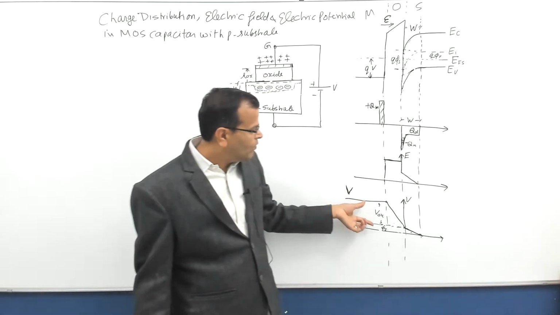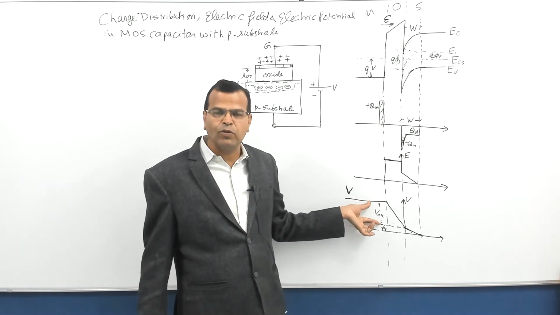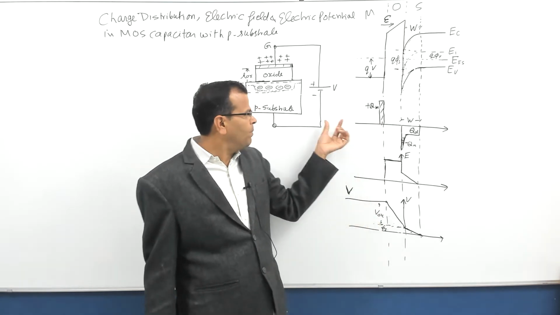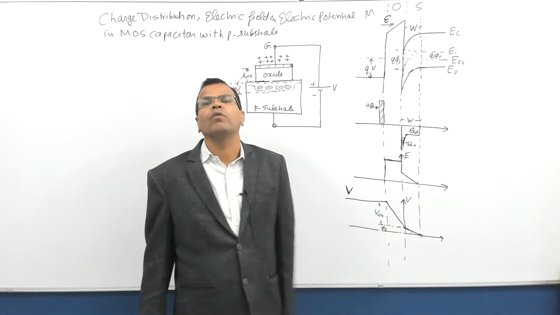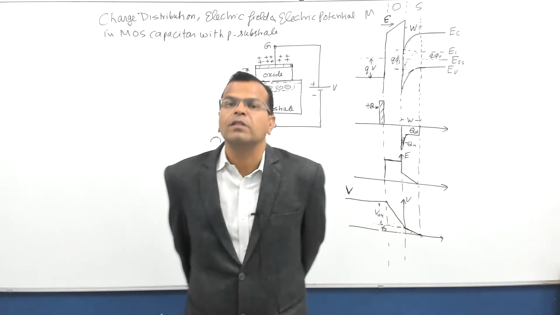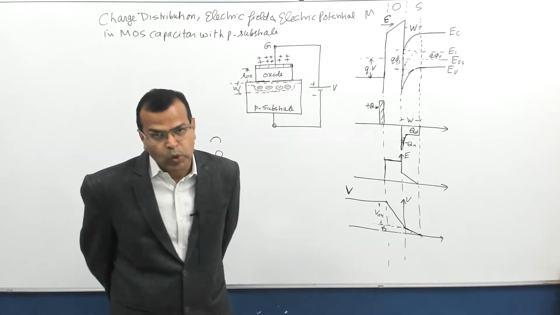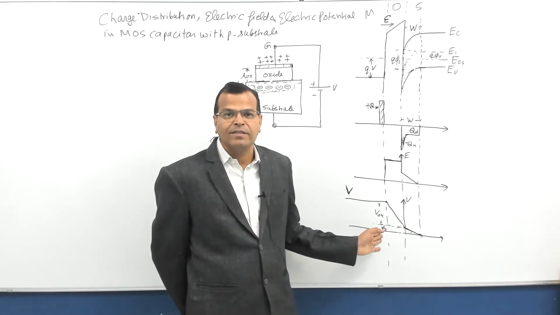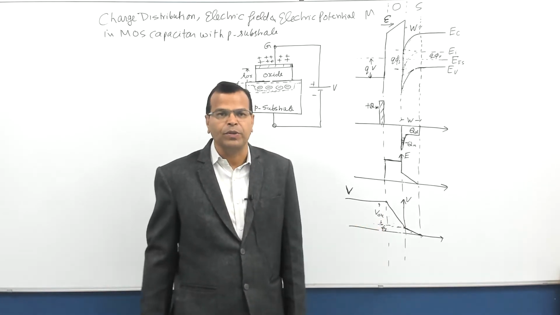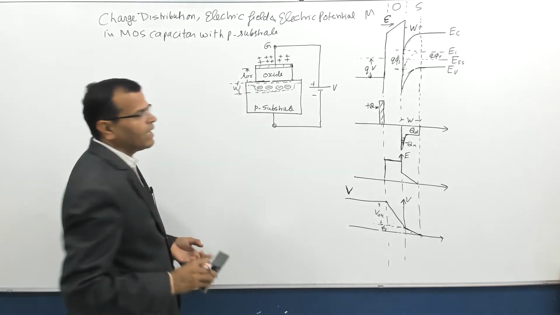So one part of the voltage which drops across the oxide layer is VOX, that is the voltage across the oxide layer. The remaining part drops across the depletion region, so that is phi s. Why phi s? Because phi s is the surface potential, which is nothing but the potential across the depletion layer of the MOS capacitor. I have already discussed this in my previous video. So this is what you need to remember. Now let us go for some mathematical analysis.